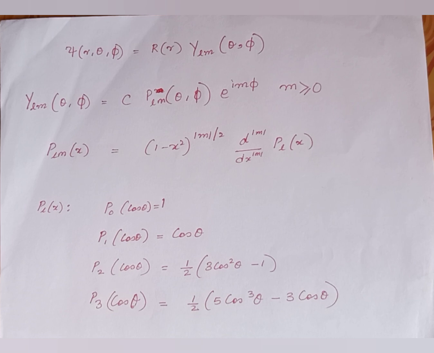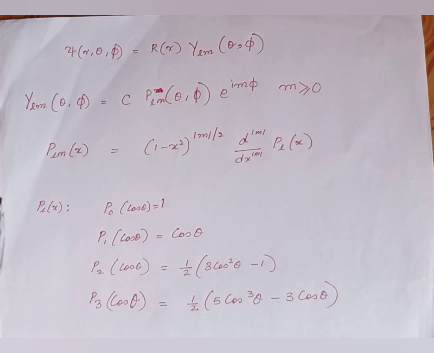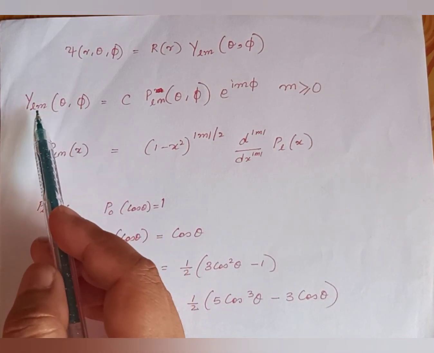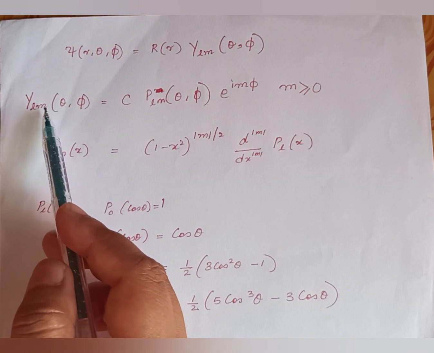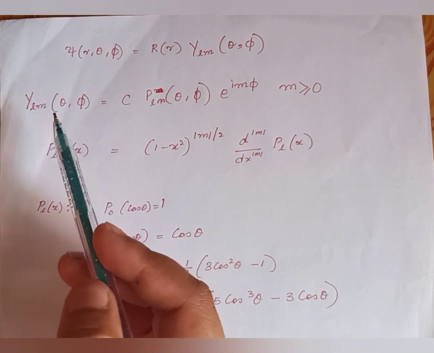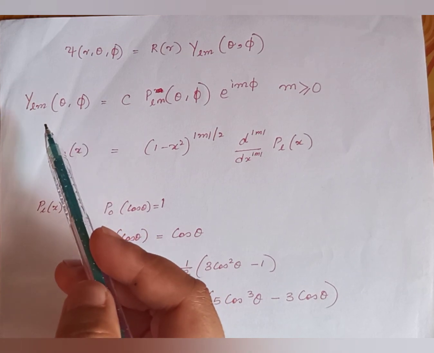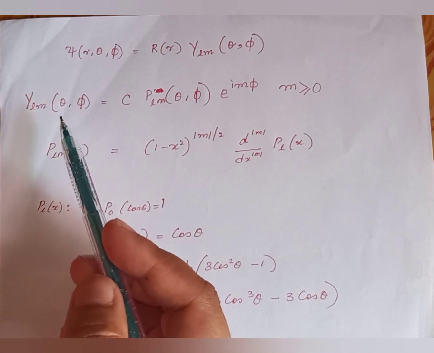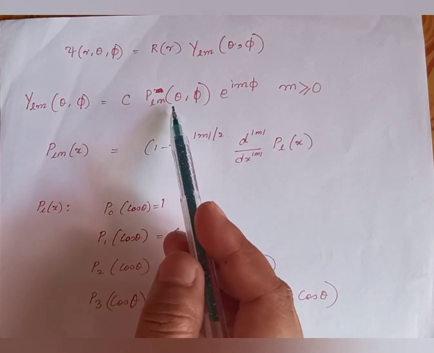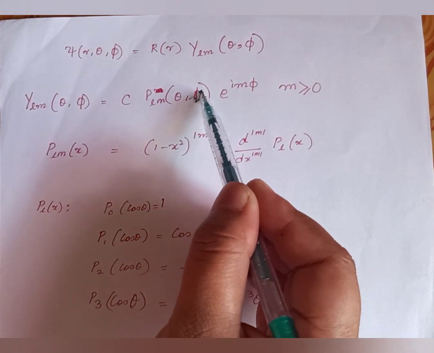Before moving into the third problem, I would like to introduce a few formulas here, which are the spherical harmonics Y_LM theta phi. These spherical harmonics are the eigenfunctions of your L square and Lz, and also of the angular part of your hydrogen atom. It is given by some constant P_LM, which is actually only theta dependence, no phi dependence.